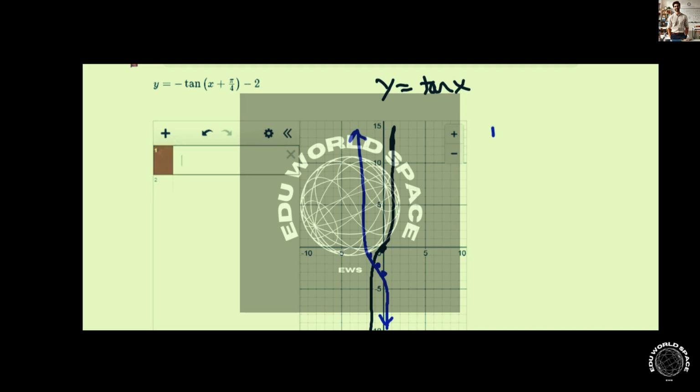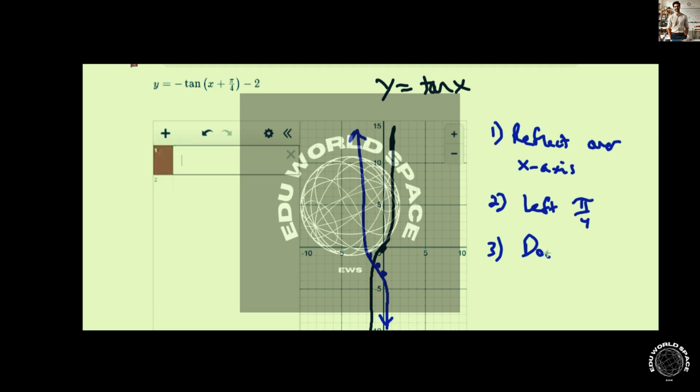I'm going to just make note of the things that are going to happen if you're doing this by hand. You have to reflect the points from the original function over the x-axis. Then you have to go left pi over 4 units, and then down 2. And then this will just repeat.